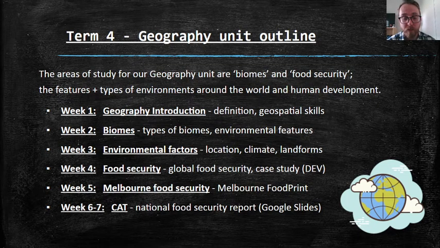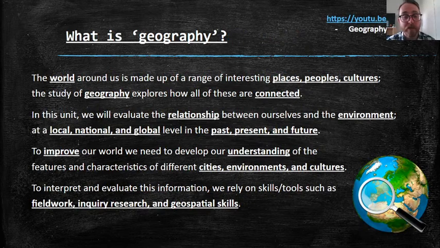Week 6 and 7, you guys will be looking at the CAT, which at the moment, again, it depends on whether or not we're back in school or if we're doing remote learning, is a national food security report. So a Google Slides presentation, you get to work individually or in pairs and small groups, looking at food security of one of the nations around the world, but that is up for change depending on where we are in school, I suppose. But I'm getting ahead of myself. What are we doing today in our first lesson?